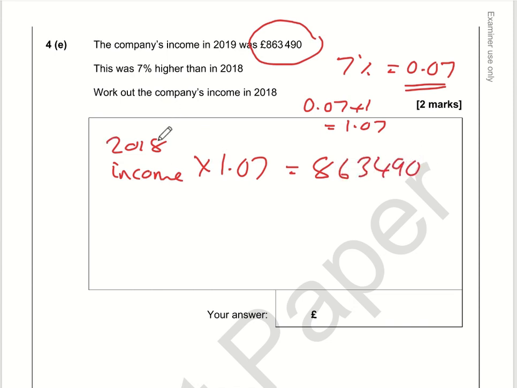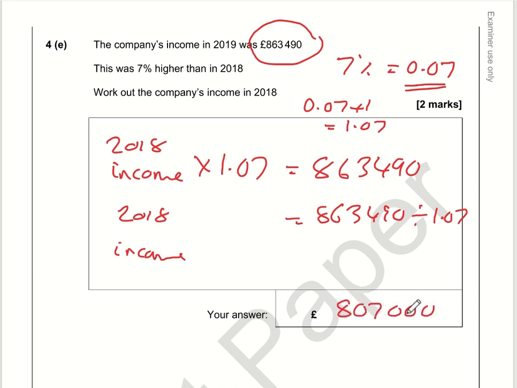So if we want to work out this value, what do we do? Well, we know we multiplied by 1.07 to get this, so therefore the 2018 income must be 863490 divided by 1.07, and 863490 divided by 1.07 is 807000. And if you want to check your answer, multiply that by 1.07 and you'll see you get back to the original 863490.